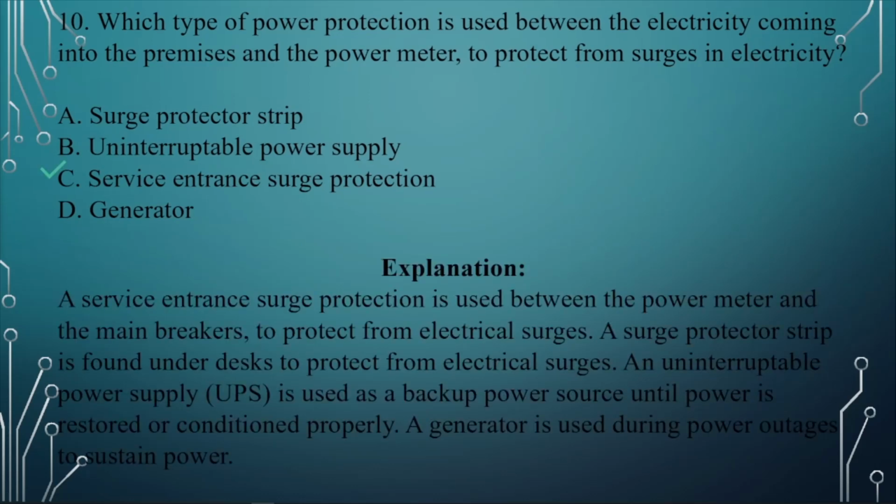The answer here is C. Service entrance surge protection. So this is used between the power meter and the main breakers to protect from electrical surges.